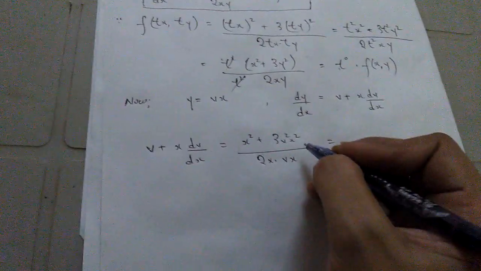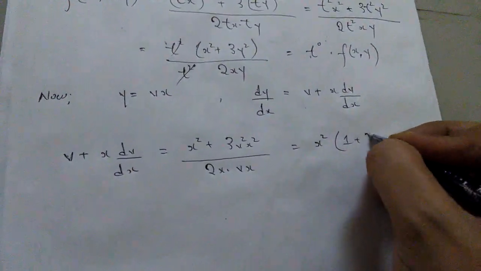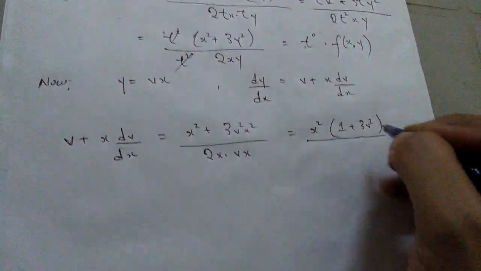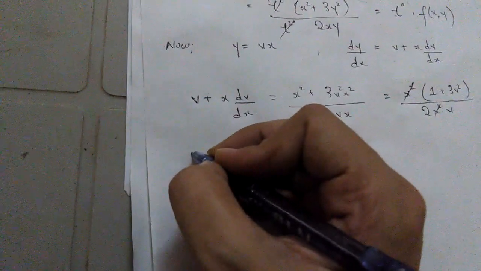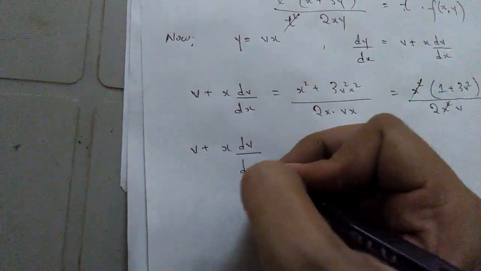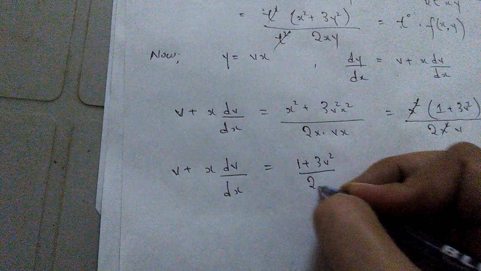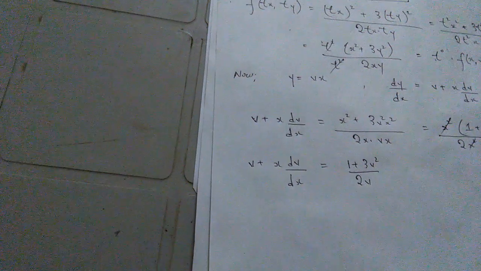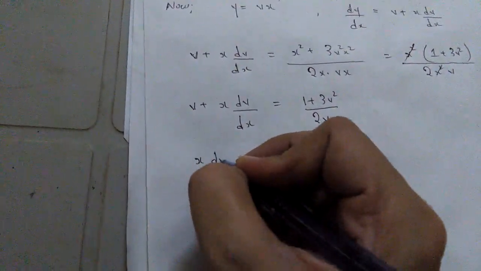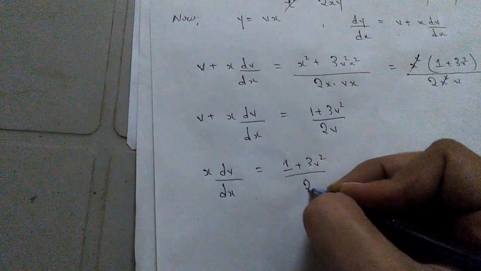All right, so what is left here? In the numerator we are having x square coming common, so we are having this thing left inside, and in the denominator we are having 2 x square v. This x square and x square get cancelled, so v plus x dv by dx is equal to 1 plus 3 v square upon 2v. All right, now we are going to shift this v over here. So x dv by dx is equal to 1 plus 3 v square upon 2v minus v.